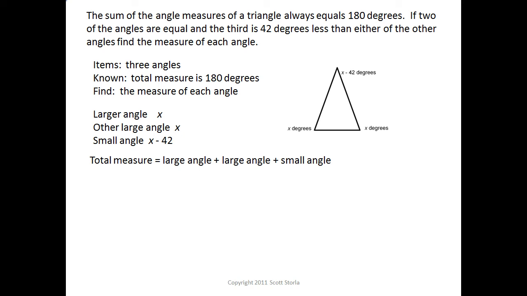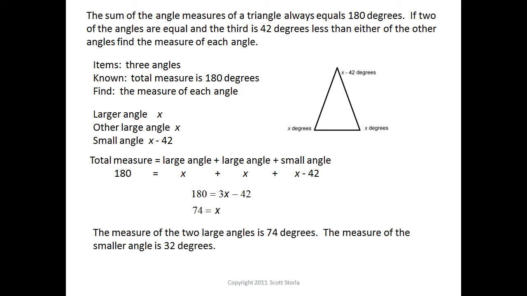The English equation would be that the total measure of all the angles will be the measure of the two large angles added to the measure of the small angle. Now we translate, solve, and answer the question. The measure of the two large angles will be 74 degrees each, and the smaller angle, which is 42 degrees less, would be 32 degrees.